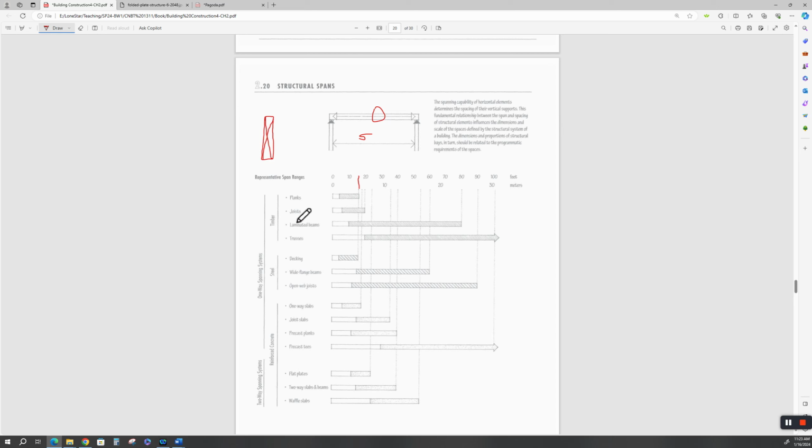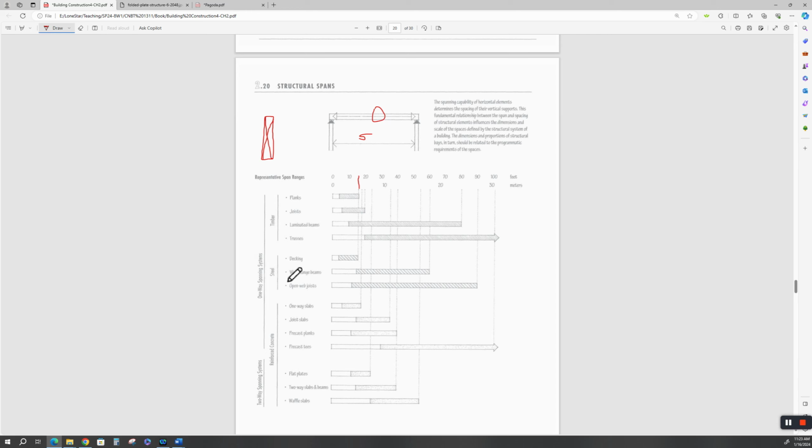They say they can go up to 20 feet. Laminated beams are those wood trusses you make. Some of the commercial laminated beams theoretically can go up to 80 feet. But these things get super deep, right? Trusses can go up to 100 feet. This is timber trusses.